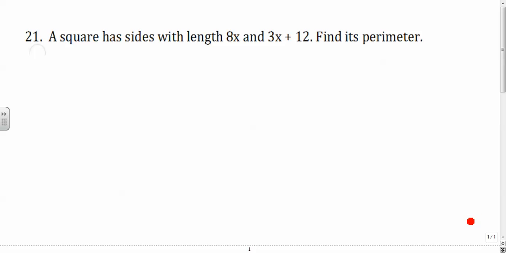Okay, now for some word problems. I had requests for number 21 and 23, so I'm going to do them both in the same one. Number 21 says, a square has sides with lengths of 8x and 3x plus 2. I want to find the perimeter.